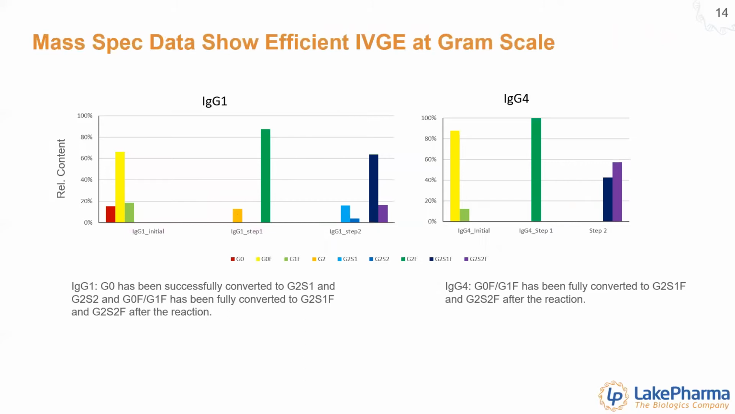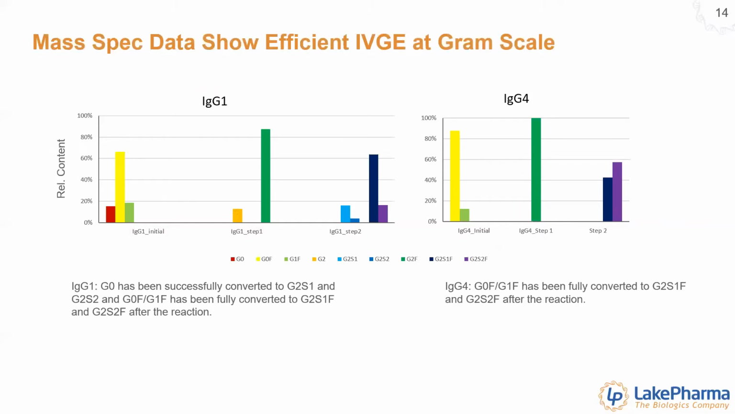The mass spec shows efficient IVGE. We've seen the original sample of IgG1 has the highest percentage with G0F, with some G1F and virtually no G2F. But after the first step reaction, we see the major species is G2F, and after the second reaction, the major species is G2S1F with some G2S2F.